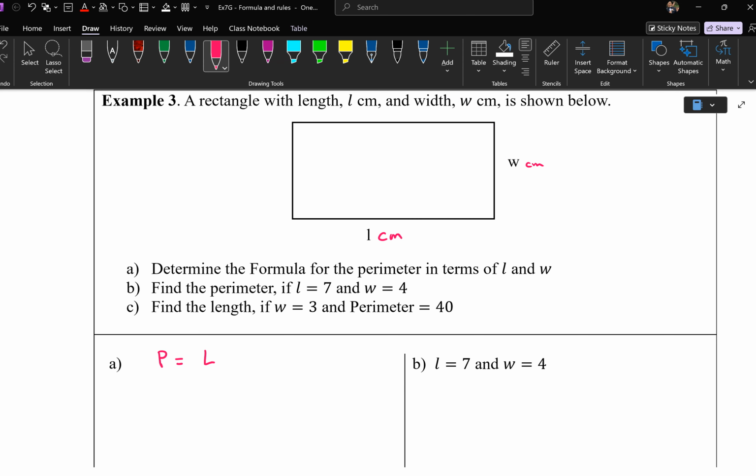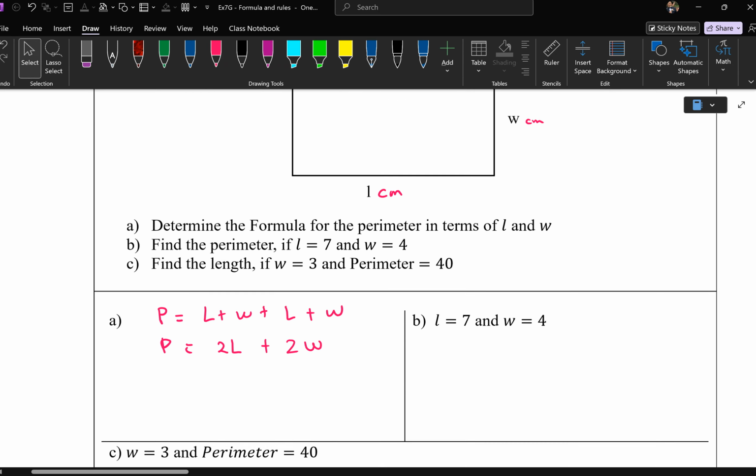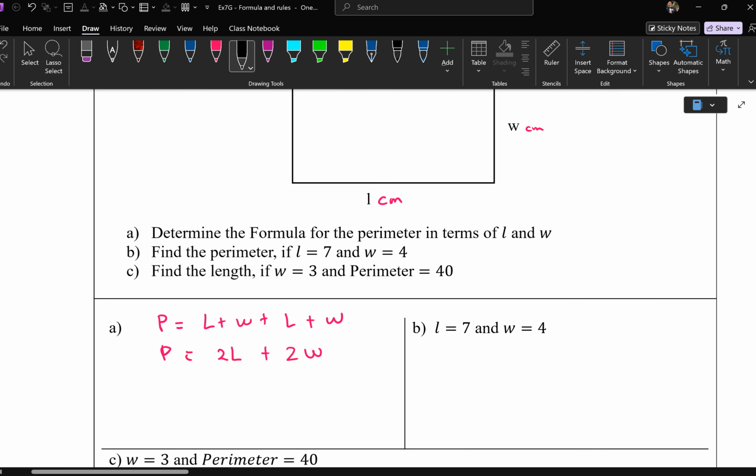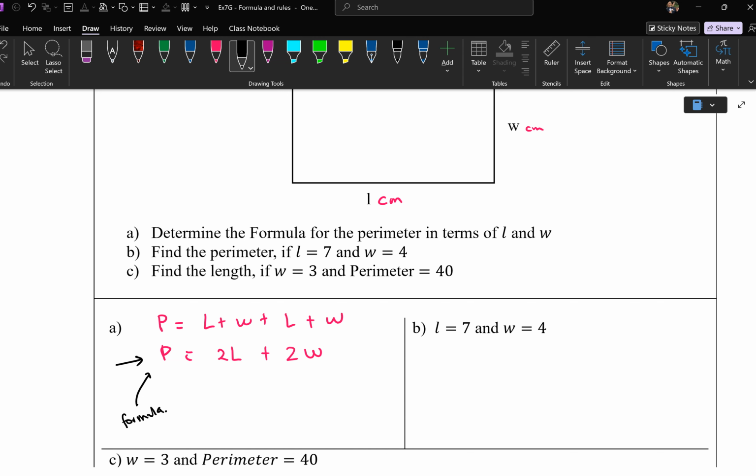Length plus width plus length plus width. Beautiful. Which this simplifies to L plus L is 2L and W plus W is 2W. Well done, Xavier. Now that we've got our rule, this is a formula. This is the formula and P is the subject. P is the subject.